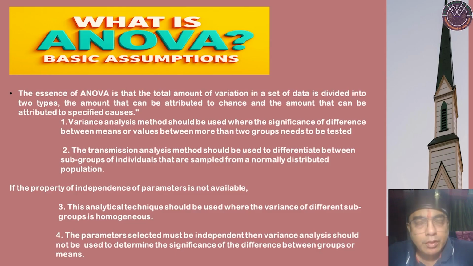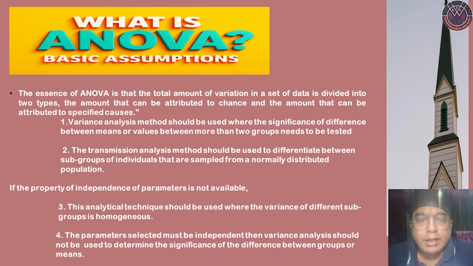So let us see the basic assumptions before you perform ANOVA. The essence of ANOVA is that the total amount of variance in a set of data is divided into 2 types: the amount that can be attributed to chance and the amount that can be attributed to specific causes. Variance analysis methods should be used where the significance of difference between means or values between more than 2 groups needs to be tested. So, as I already told you, if more than 2 groups have to be tested, then you use analysis of variance.